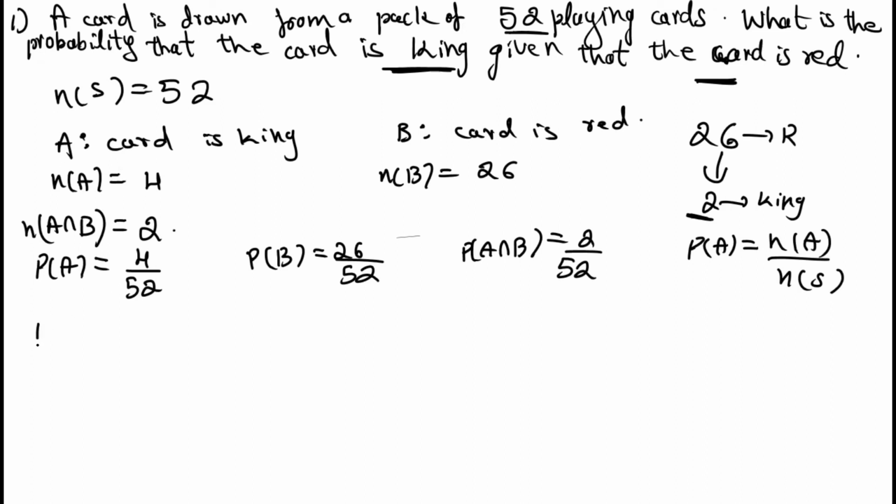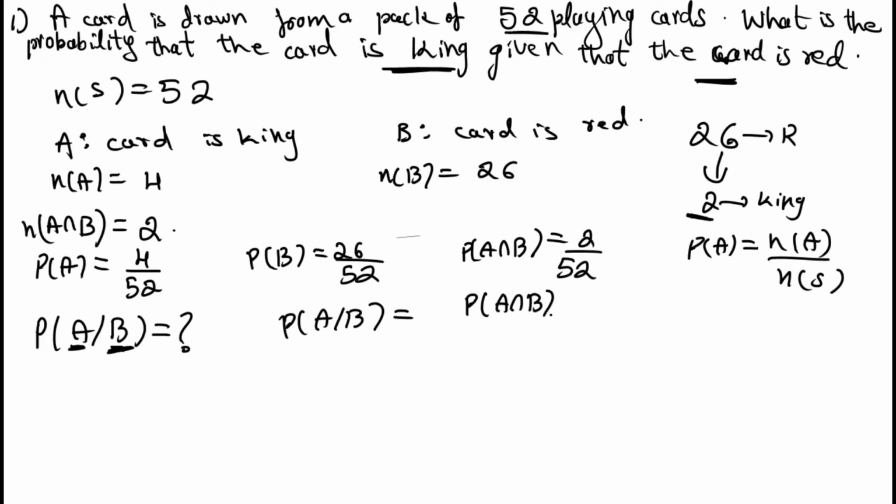What's the question? Probability of A given B equals how much, right? Why? The card is a king given that it is red. That means we know the event that you need to write in the denominator. The probability that the card is a king given that it is a red card is denoted by probability of A given B. So we know the formula: probability of A given B is equal to probability of A intersection B divided by probability of B.